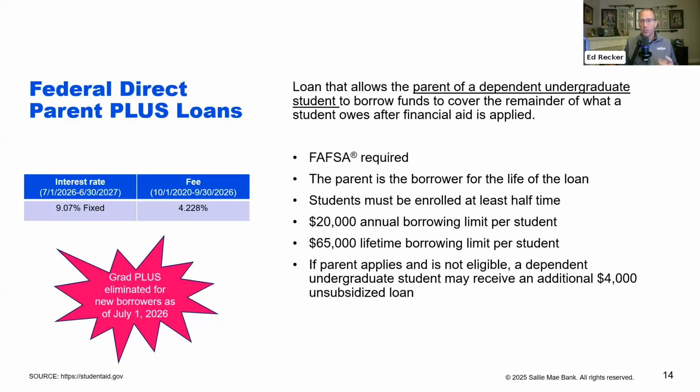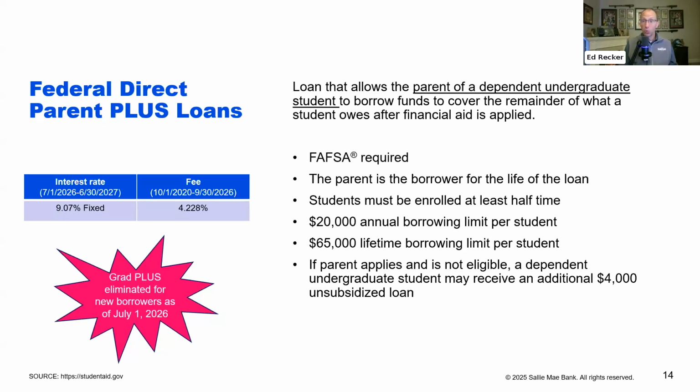But just some more requirements for the Parent Plus loan. FAFSA is required, so the student does have to complete the FAFSA. The parent does also have to complete a supplemental application. It's a pretty straightforward application, so nothing too intimidating. It's also done through studentaid.gov. One thing to keep in mind is the parent is the borrower for the life of the loan. There is no federal mechanism to transfer the loan over to the student. It's always going to be the parent's responsibility.